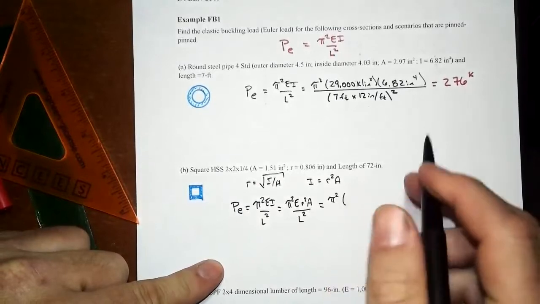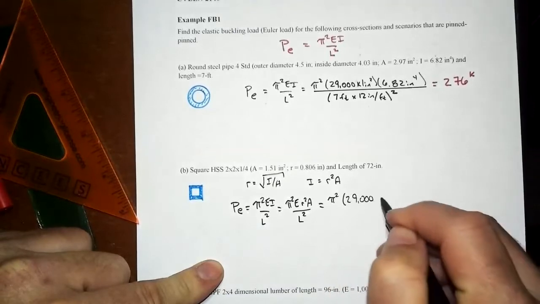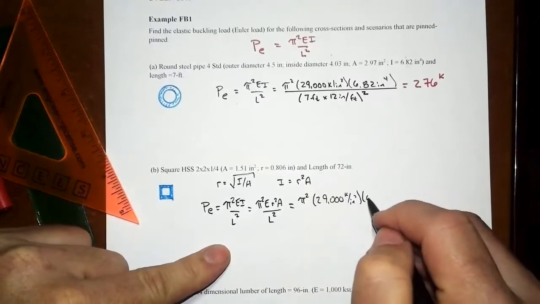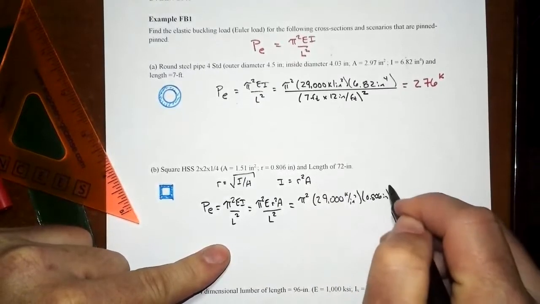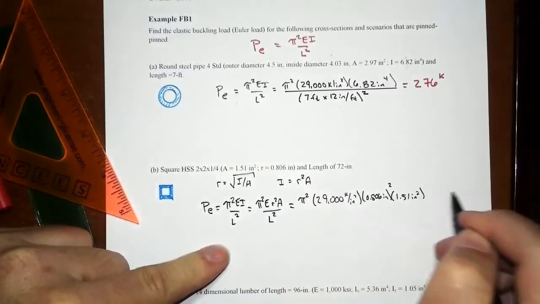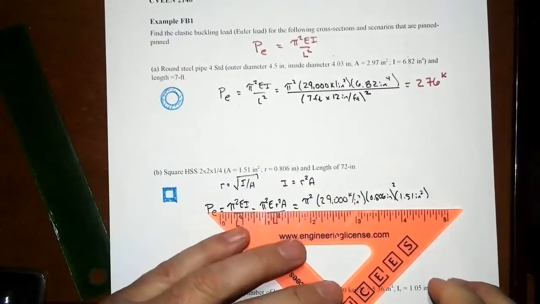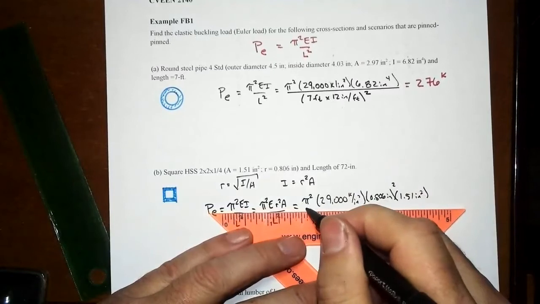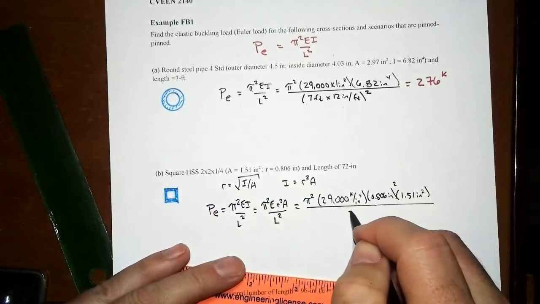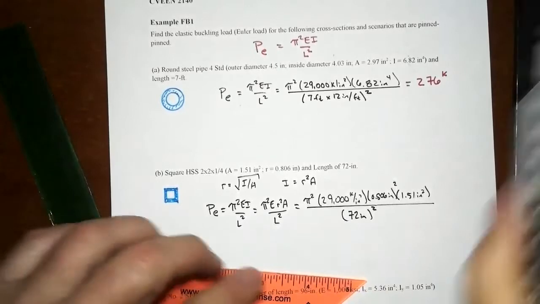Pi squared, it's steel, right? HSS tells us that it's steel. 29,000 kips per square inch times our R value, which is 0.806 inches, and that whole thing has to be squared. And then times the area, 1.51 inches squared. So again, we'll have units in the numerator that will work out to be kip inch squared total. And then we'll divide by the length, which is already in inches, so 72 inches, and that's also a squared value.